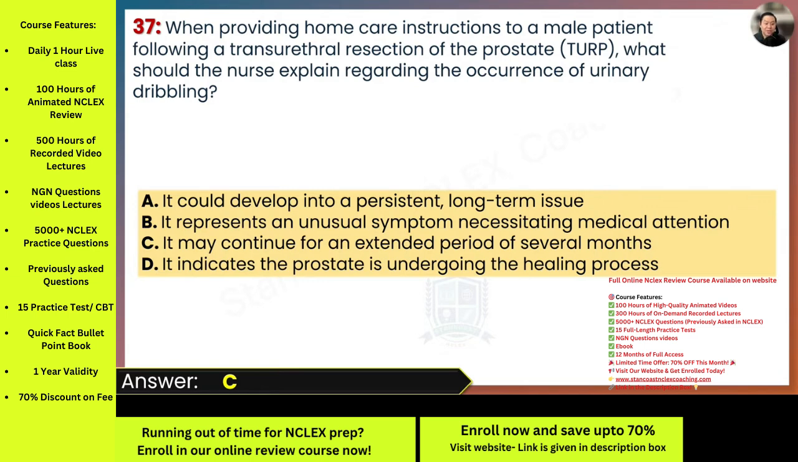Letter D is also incorrect because dribbling is related to the surgery. It doesn't directly indicate that the prostate itself is healing. Rather, it's a consequence of the surgical trauma and the disruption of the normal bladder and sphincter function. And so the healing process for the prostate does not typically involve dribbling as a sign. Instead, it involves the recovery of the surgical site itself. And the cause of dribbling is more about bladder control rather than prostate tissue healing.